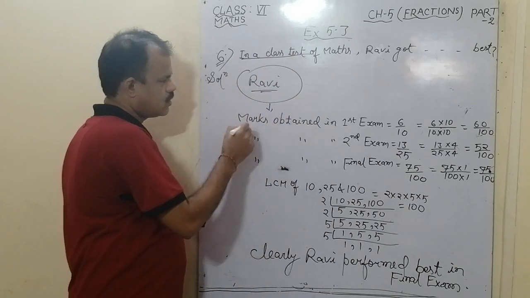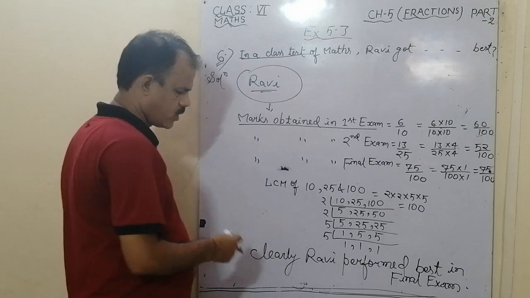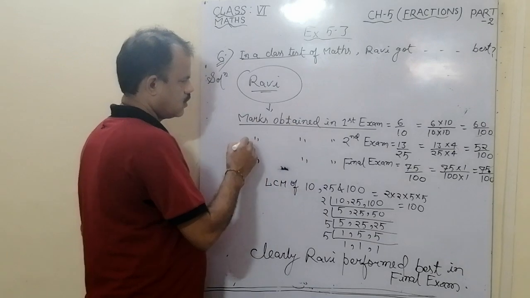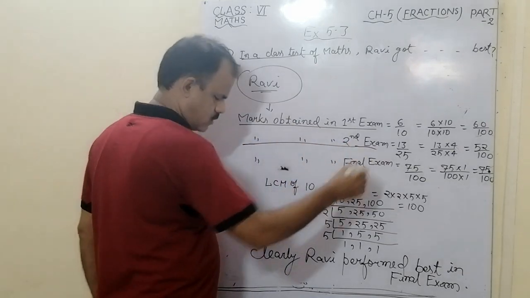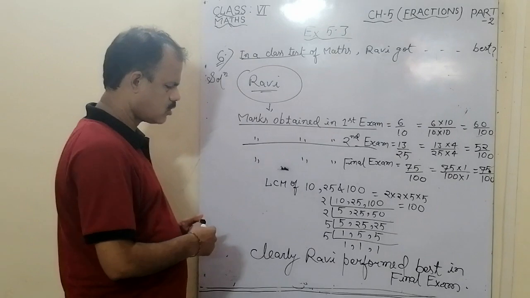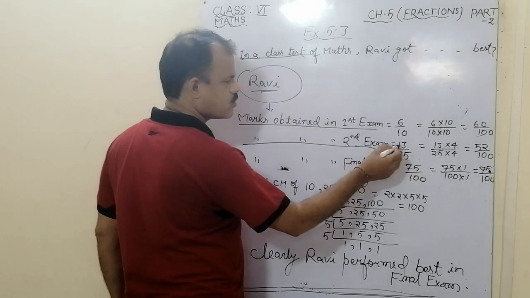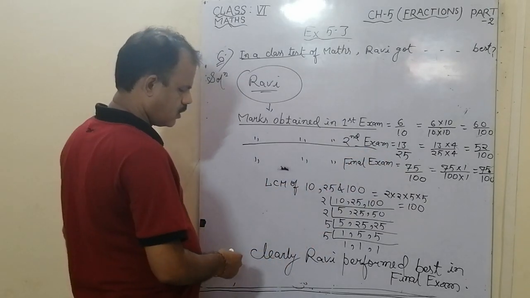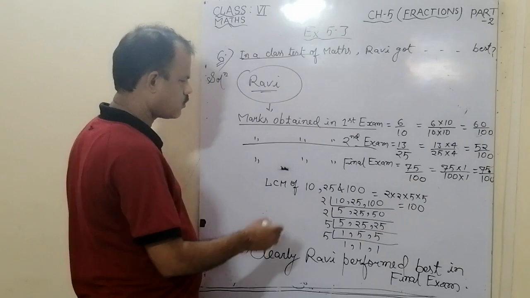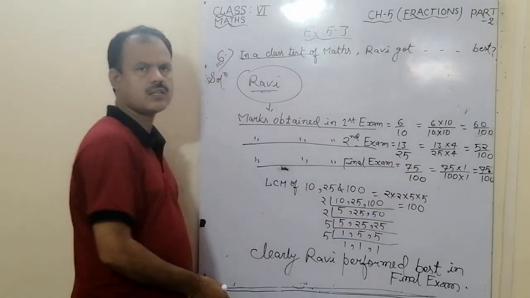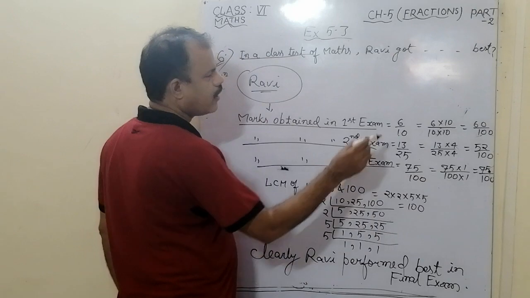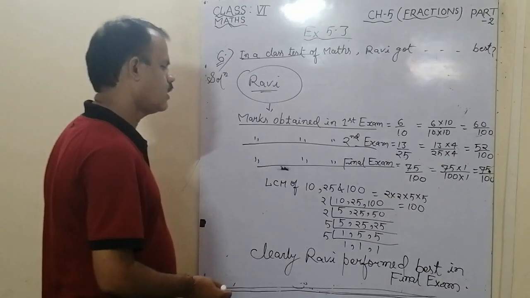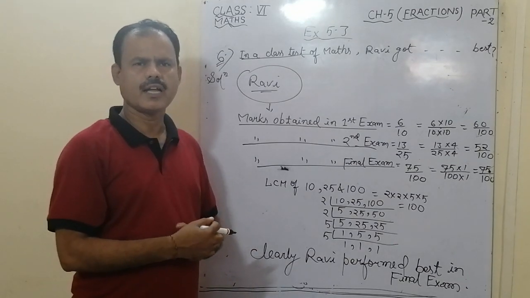So see here, in the first exam Ravi got 6 marks out of 10, means 6 by 10. In the second exam, another exam, Ravi got 13 marks out of 25, so we write 13 by 25. And Ravi got 75 marks out of 100 in the final exam, so we write here 75 by 100. We have three fractions, 6 by 10, 13 by 25, 75 by 100, and all three are unlike fractions.